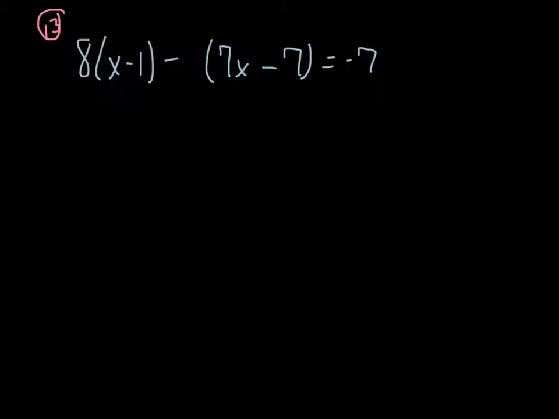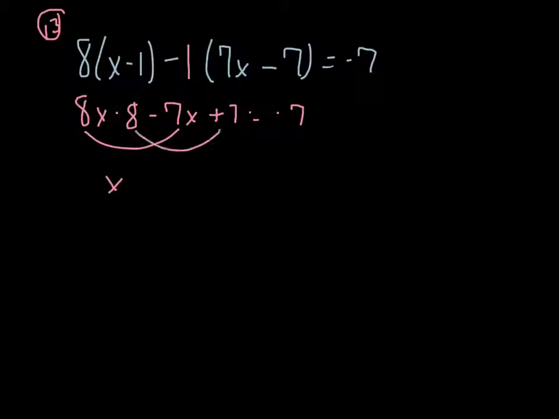So the first thing we'd want to do here is use our distributive property and get 8x minus 8. Remember, there's a negative 1 there. So if I distribute that, I'd get negative 7x plus 7 equals negative 7. Now, combining like terms, I'd have x minus 1 equals negative 7. Add 1 to both sides, and x would be negative 6.